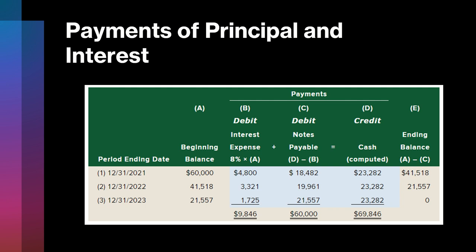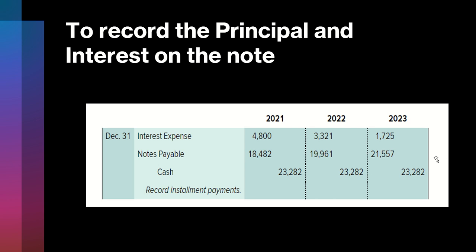All right, so let's see what it looks like in Frank's books as far as how they recorded it. So here's the partial general journal. This is to record the principal and interest on the note. As you can see here, in the first year, 2021, interest expense is debited for $4,800. That's increasing the balance in that account. Notes payable is debited for $18,482. That's decreasing the balance in that account, because to debit a liability account, you're decreasing it.